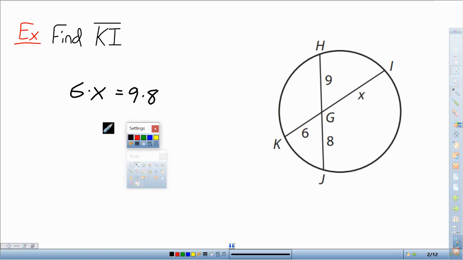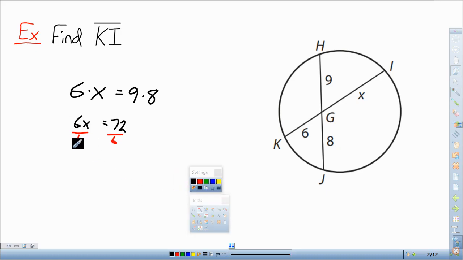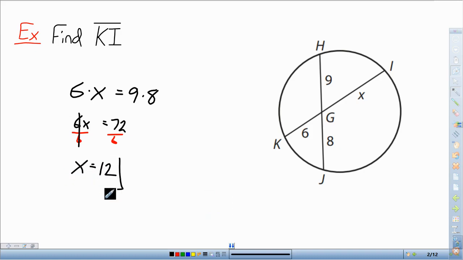So 6 times X is 6X, 9 times 8 is 72. Solving for X, get rid of 6 by dividing, and 6 goes into 72 12 times. So we get X equals 12. And it's really that simple. That's what's kind of cool about this theorem. If you ever have two chords crossing, multiply their parts, set them equal, and you can find missing pieces of them.